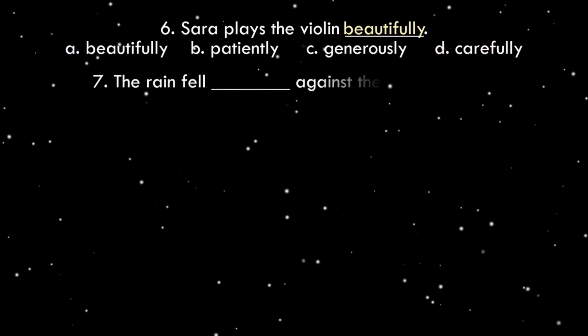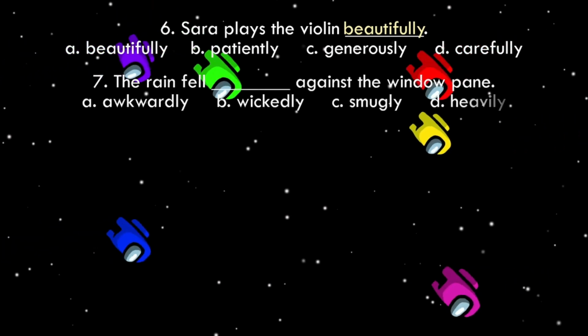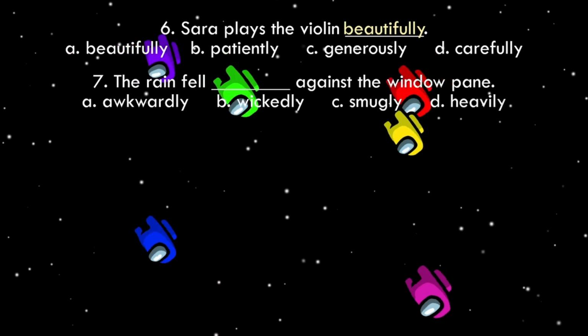Number 7. The rain fell blank against the window pane. What do you think is the correct answer? That's great! The correct answer for that is letter D, heavily. The rain fell heavily against the window pane.